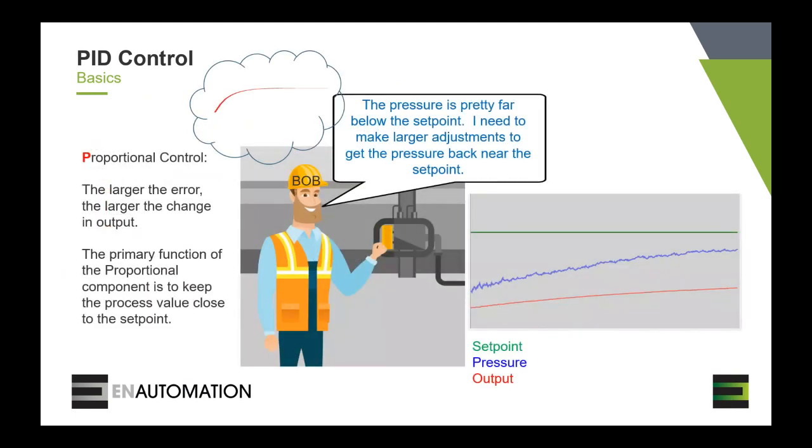Here we have operator Bob, who has recognized that the pressure is pretty far below the set point, and he needs to make some pretty good size adjustments to get the pressure back near the set point. So that's proportional control. Proportional control is the greater the error between the process value and the set point, the greater adjustment that he has to make to the output. As the error gets closer to zero, the contribution from the proportional control gets smaller and smaller until it reaches zero. So the goal of proportional control is just to keep the process value close to the set point.